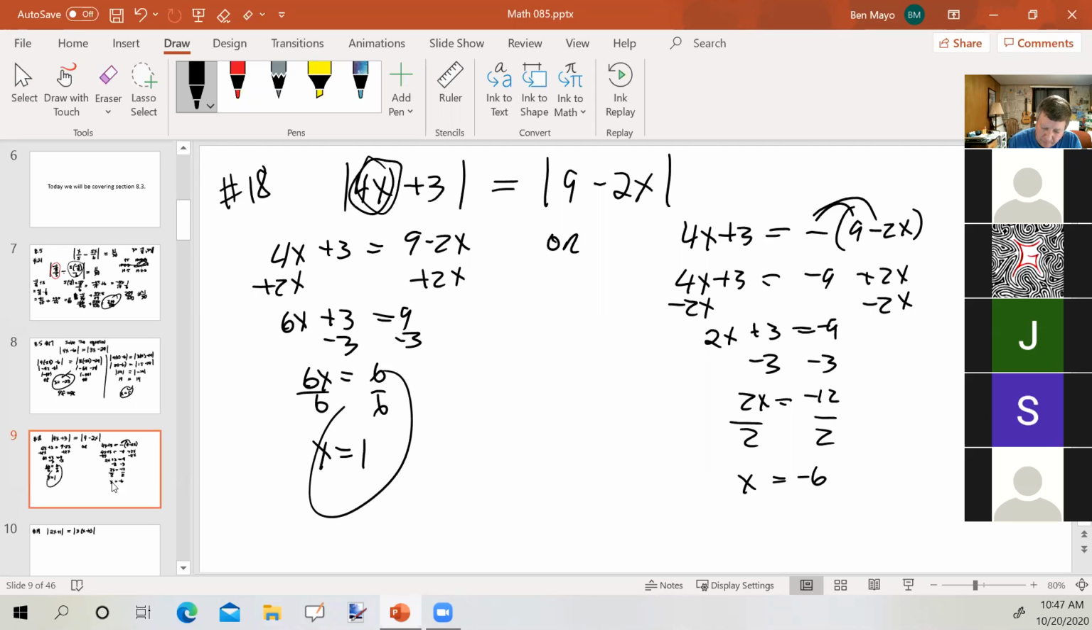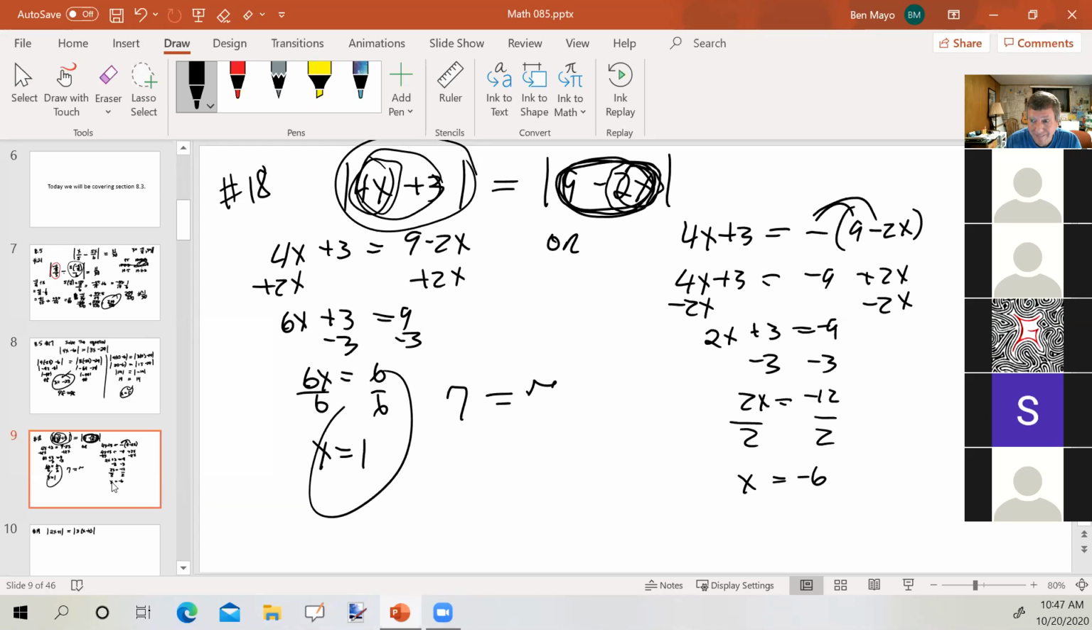What's 4 times 1? 4. Plus 3, 7. What's the absolute value of 7? 7. Okay, what's 2 times 1? 2. What's 9 minus 2? 7. What's the absolute value of 7? Negative 7. No, hmm, absolute value is positive or 0. So it'd still be 7. Okay? You see it? The absolute value of 7 is 7. The absolute value of negative 7 is also 7. That would check.